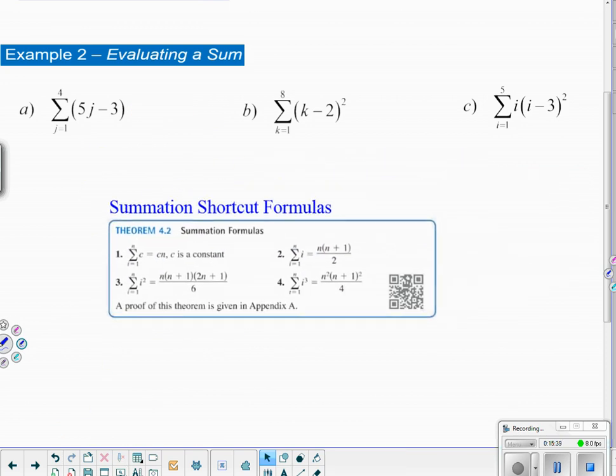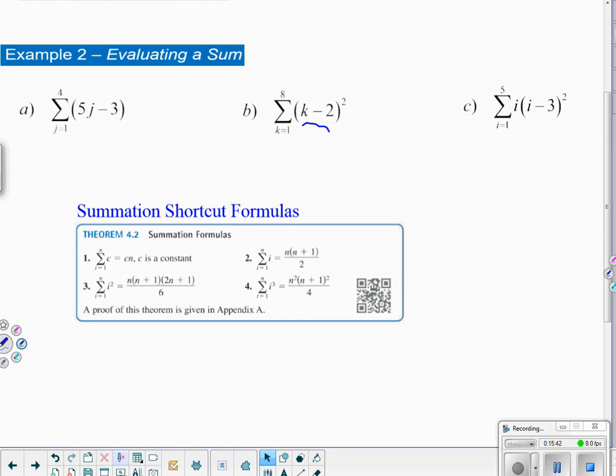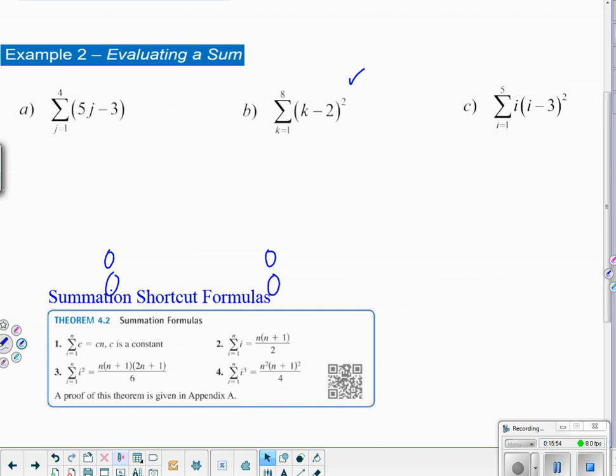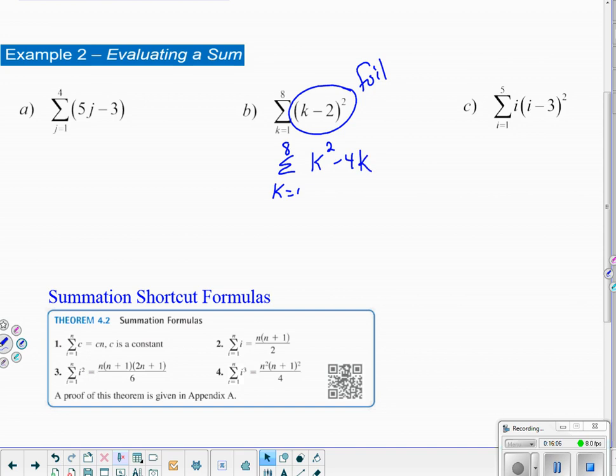For B, I don't see anything that has like a variable minus a number. I don't see that rule sitting here anywhere. So how could I break this particular summation down so that I could use my rules? You're right. Let's just expand this. Let's FOIL this baby out. Let's distribute stuff, and we will get 3 terms now, won't we? We'll have a k squared, a minus 4k, and a plus 2 by expansion.